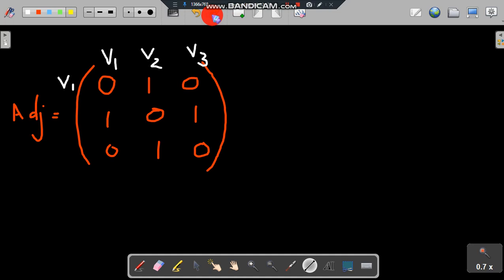Now V1 corresponds to the first row, V2 denotes the second row, and V3 we can take as the third row. So this is what we say, the adjacency matrix based on adjacency of the vertices. Now look at this inside the bracket.